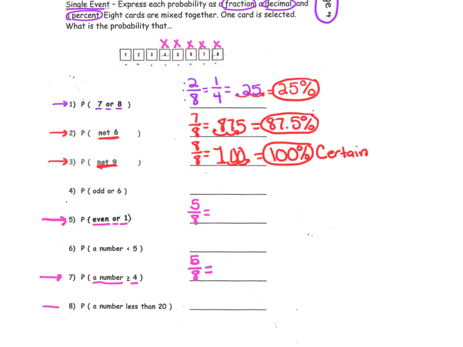Let's take a look finally at number 8. Number 8 states, what's the probability of drawing a number less than 20? And that's for a single draw. Take a look at your deck of 8. 1 is less than 20, so is 2, 3, 4, 5, 6, 7, and 8. They're all less than 20. You would have an 8 out of 8 chance of getting that to occur. Convert that to a decimal and then to a percentage.